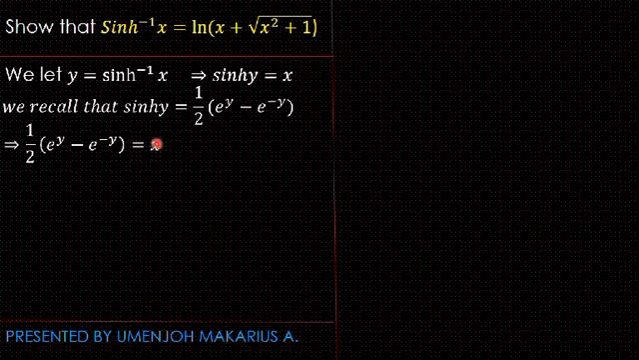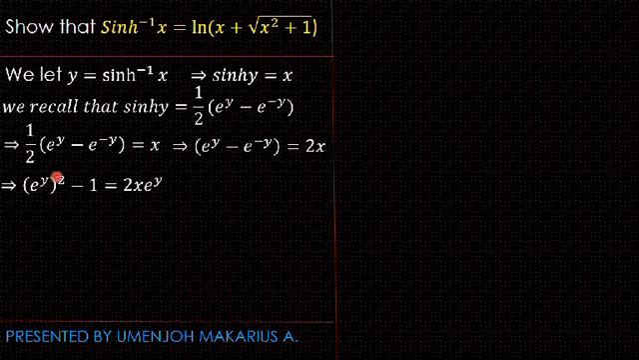So guys, if we multiply all through by 2, we are simply going to have e raised to the power y minus e raised to the power negative y equal to 2x. Now, if we multiply all through again by e raised to the power y and arrange, we are simply going to have (e raised to the power y) squared minus 1 equal to 2x e raised to the power y. If we now bring this inside, it is positive, so it comes in as negative. We have (e raised to the power y) squared minus 2x e raised to the power y minus 1 equal to 0.